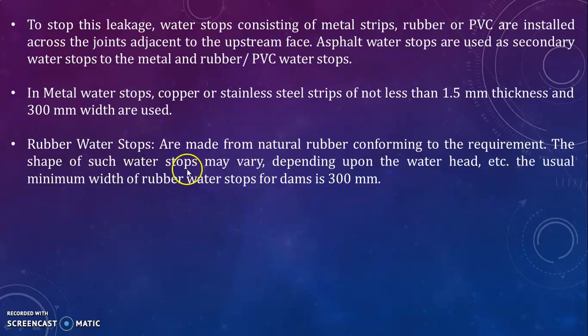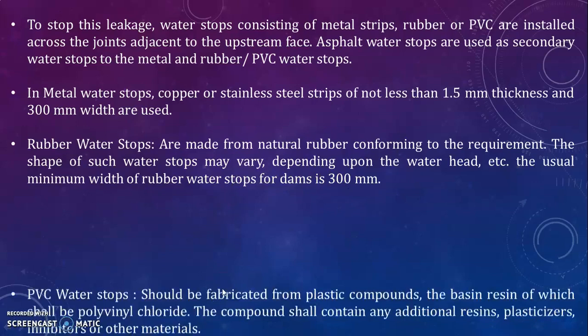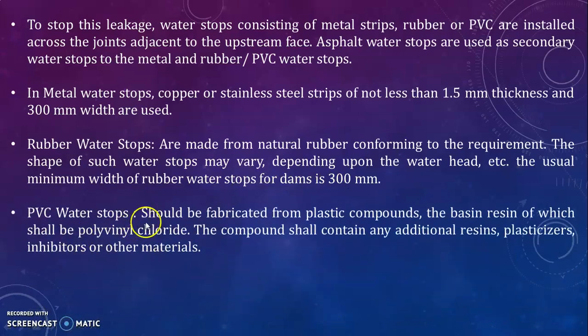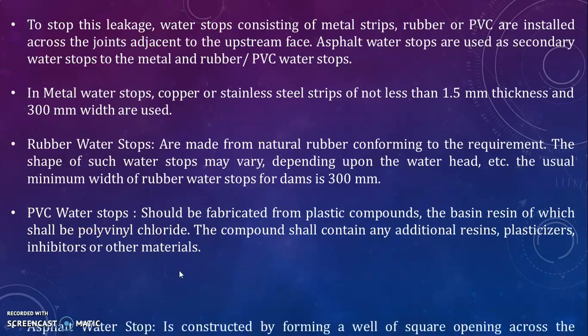The shape of such water stops may vary depending upon the water head, etc. The usual minimum width of rubber water stops for dams is 300 mm. PVC water stops should be fabricated from plastic compounds, the basic resin of which shall be polyvinyl chloride. The compound shall contain any additional resins, plasticizers, inhibitors or other materials.